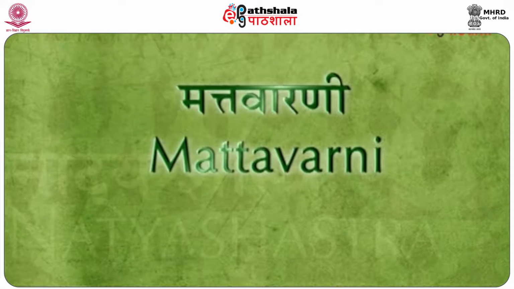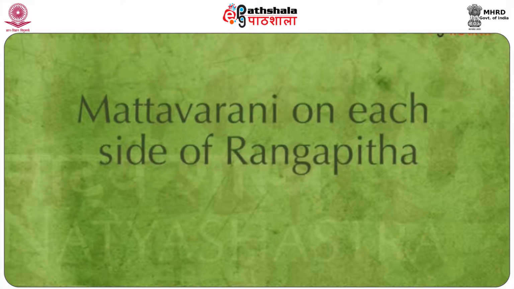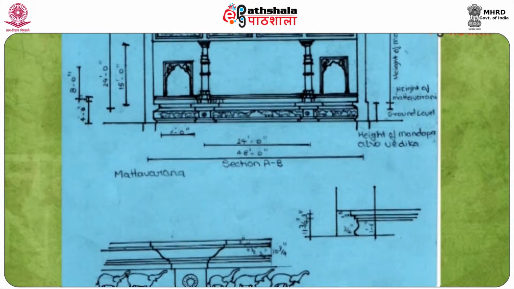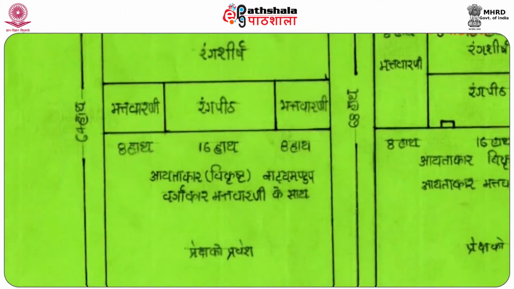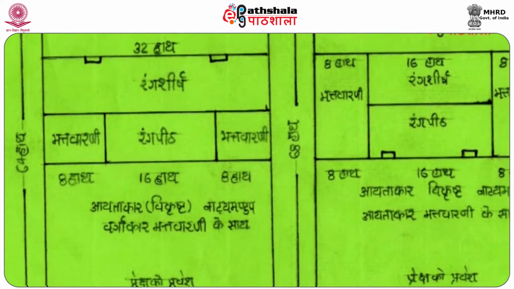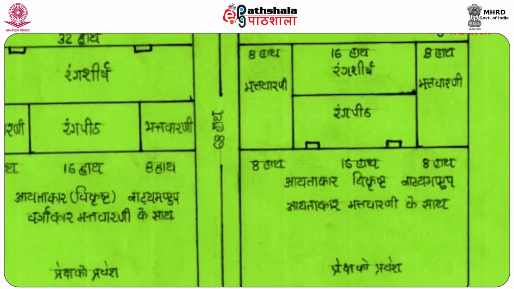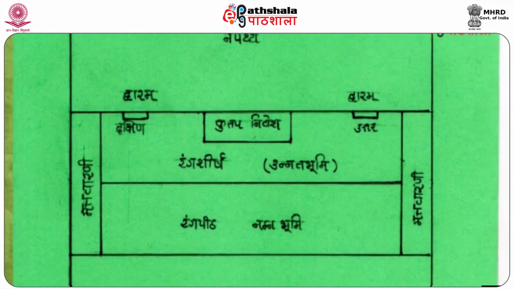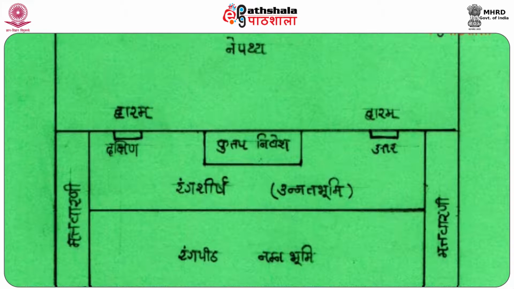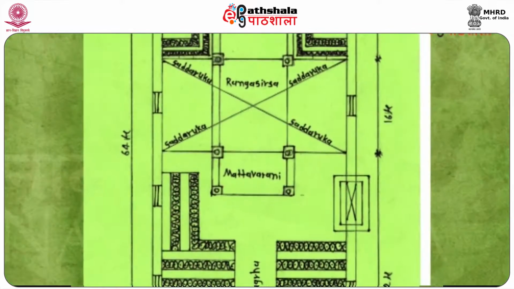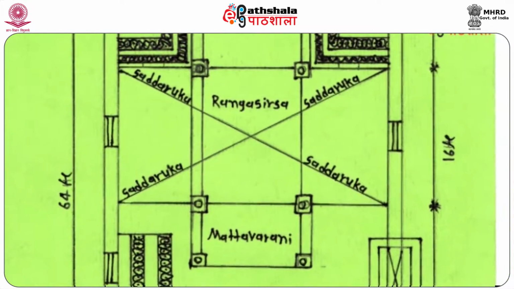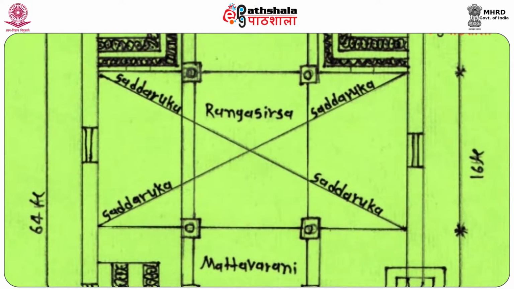The second part is Mattavarani, 2 square areas on either side of the Rangapita, each having 4 pillars, one in each of its corners, which provide additional acting area space, measuring 8 hasta by 8 hasta, that is to say 12 feet by 12 feet on both the sides of Rangapita. The third part is Rangashirsha. It is that portion of the stage which is nearer to the Nepatya, backstage, which measures 32 hasta by 8 hasta, that is to say 48 feet by 12 feet, and can be considered as a supplementary acting area space. In the modern terminology, it is known as upstage.